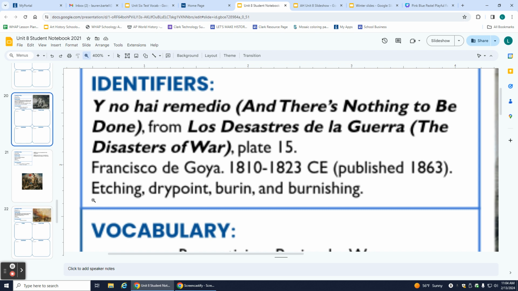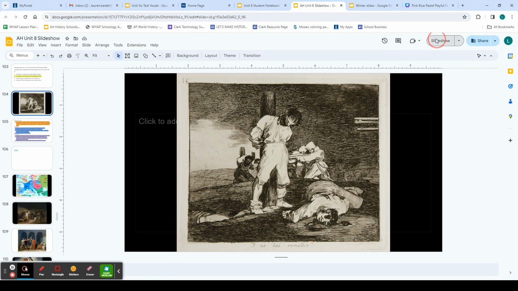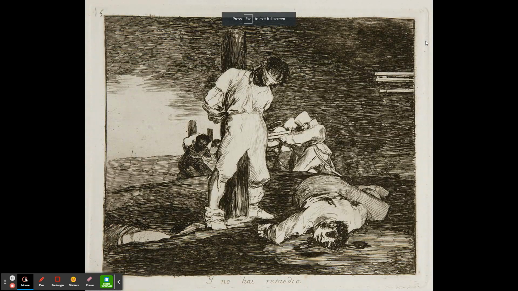And then for the form, we have all this info that indicates that it's an etching. So if you remember the Rembrandt etching you had, it's the same kind of thing, and I'll talk about that. So this is what this particular etching looks like.